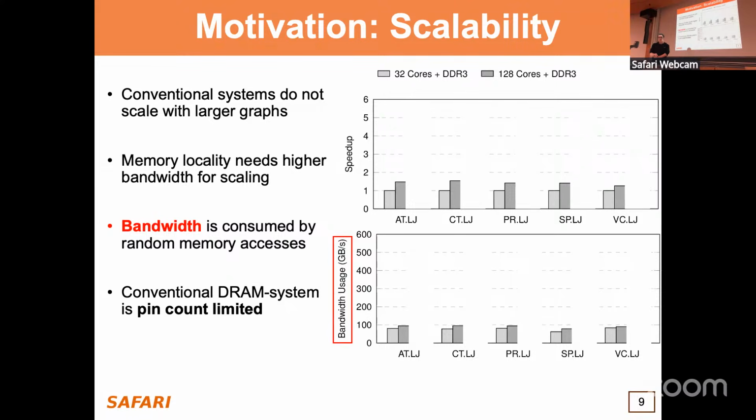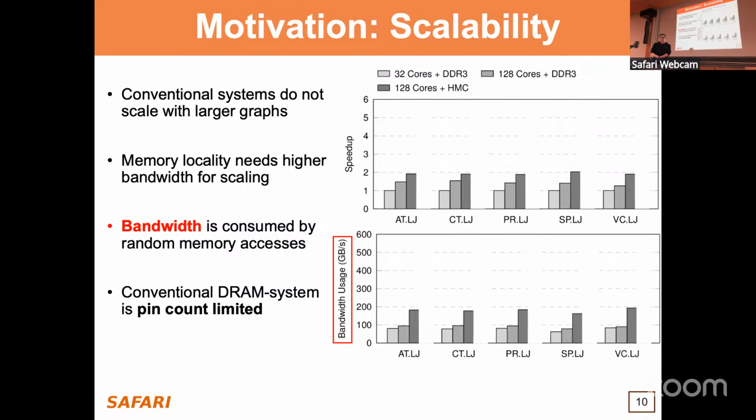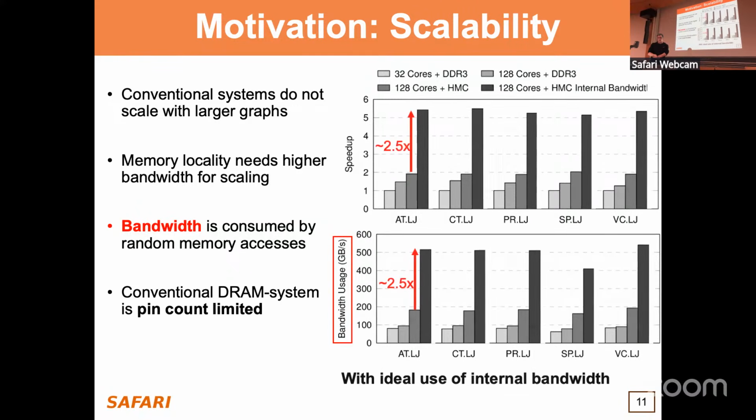Now, instead of using a DDR3-based system, we could instead also use an HMC-based system. We can see there is some improvement, but it's still not exactly what we would like to see. Now using a theoretical system that uses the internal bandwidth of the hybrid memory cube, we can see on the bottom that the bandwidth usage increases by a lot, and the speed up itself is also somewhat proportional to that.